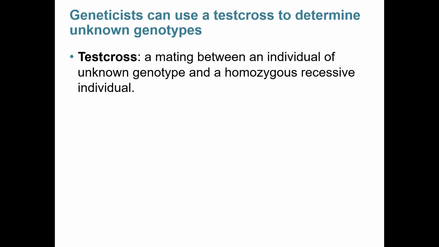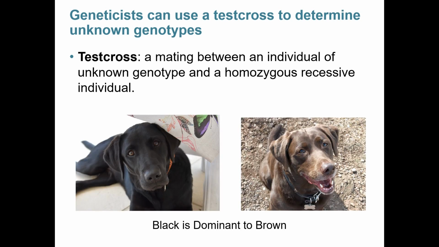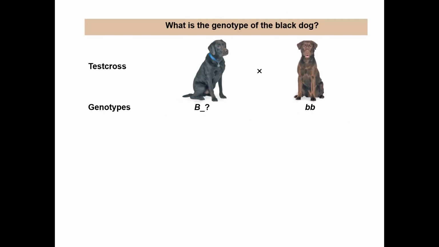trait. I gave cats some special treatment earlier, so this time we're going to use dogs. So here are some Labradors. There's a black lab on the left and a brown lab on the right. Black is dominant to brown. Let's say you have an individual dog that is black, and you don't know if your dog is homozygous for the black gene or not. You can breed that dog to a brown dog, and that will tell you whether or not your black dog is homozygous or heterozygous. So how does that work?